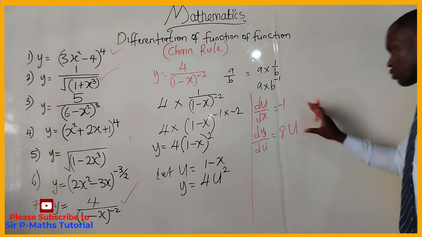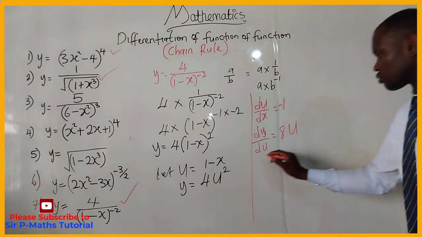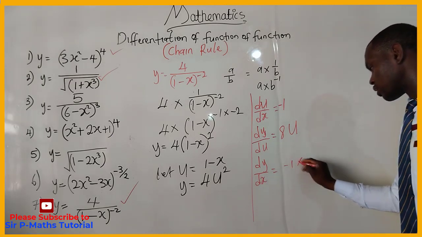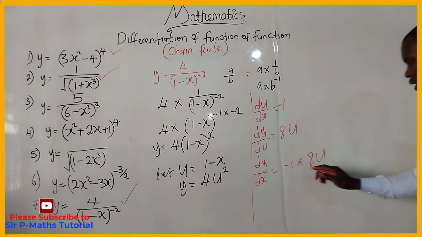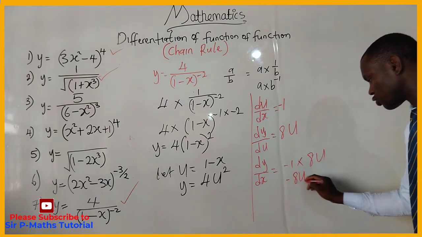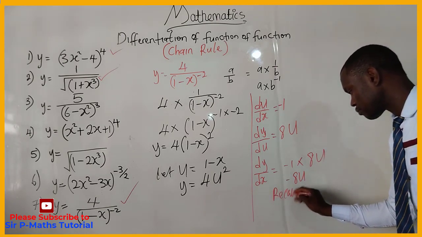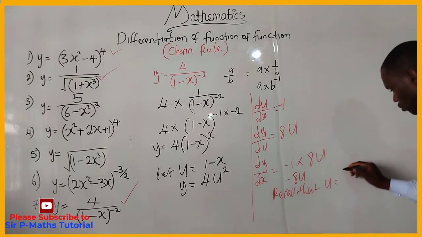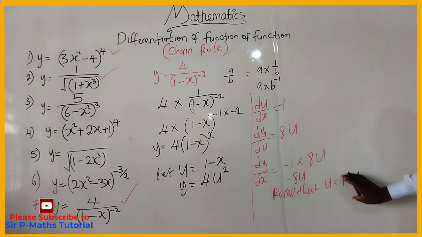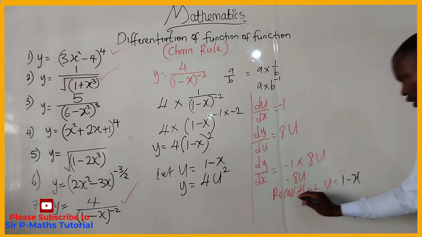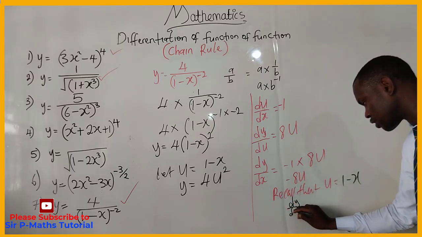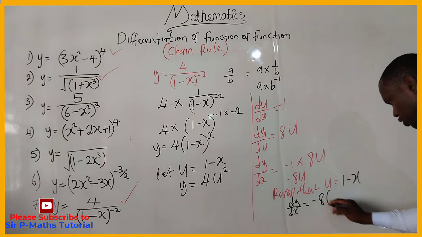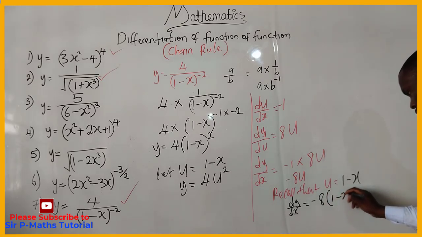So having differentiated the both places, I will multiply the both of them to get dy over dx. So to get that, I'll say minus 1 times 8u. If I multiply here, I'll have minus 8u. So we recall that u is 1 minus x. So we put it back into u here. Therefore, my dy over dx will be equal to minus 8 into 1 minus x.